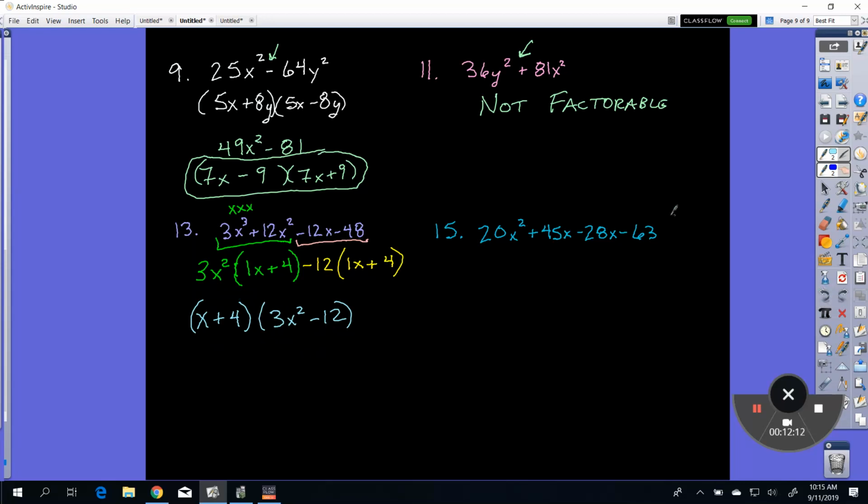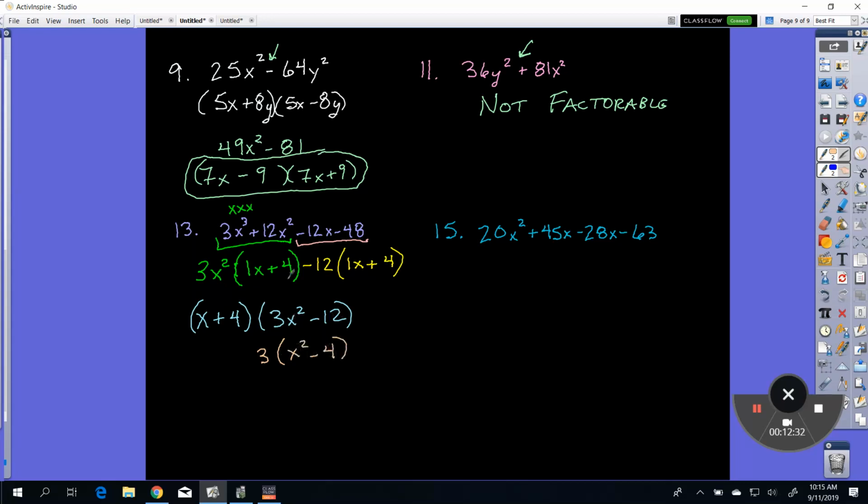Are you ready for the extra credit part? Yes. So if you get to this point, you're good. You get full credit. But here's the extra credit part. What are both 3 and 12 divisible by? 3. So I'm going to put that 3 out here. I divide it by 3, I'm left with x squared. 12 divided by 3 is 4.